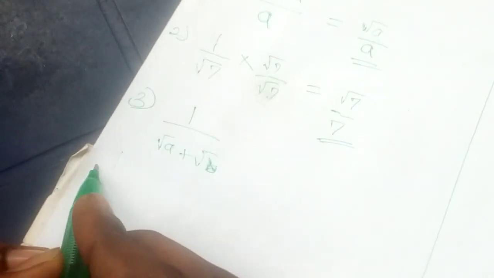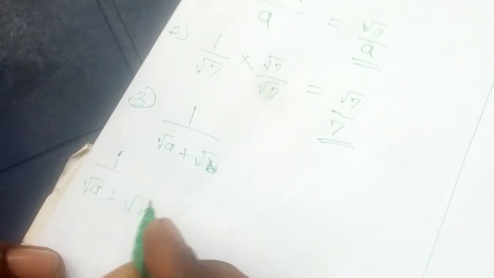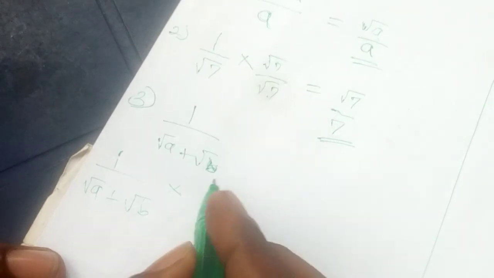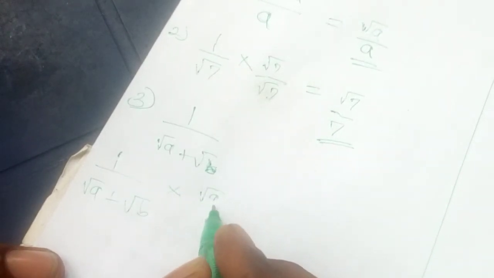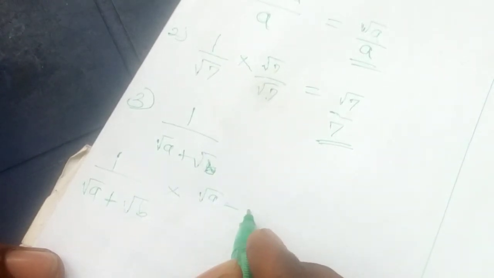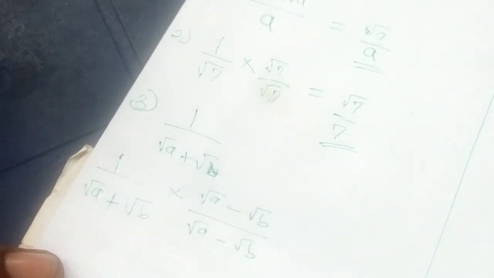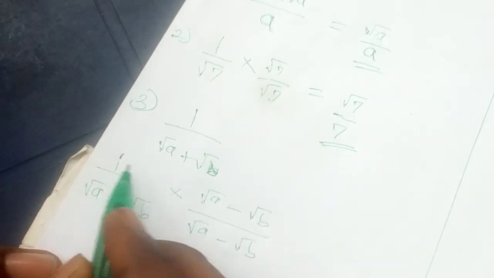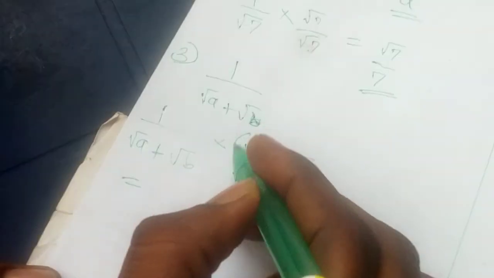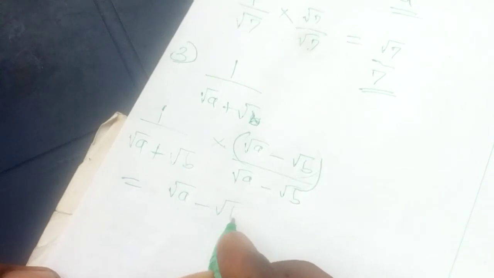Now watch. We have 1 over root A plus root B, times what we have here at the denominator, root A. Note that we are not going to repeat the same sign here anymore. We're going to change the sign to negative, so we have root A minus root B over root A minus root B. So having done that, the next step will be 1 multiplied by root A minus root B. Don't forget to put your brackets, otherwise you may not get the correct answer. So you have root A minus root B at the numerator.